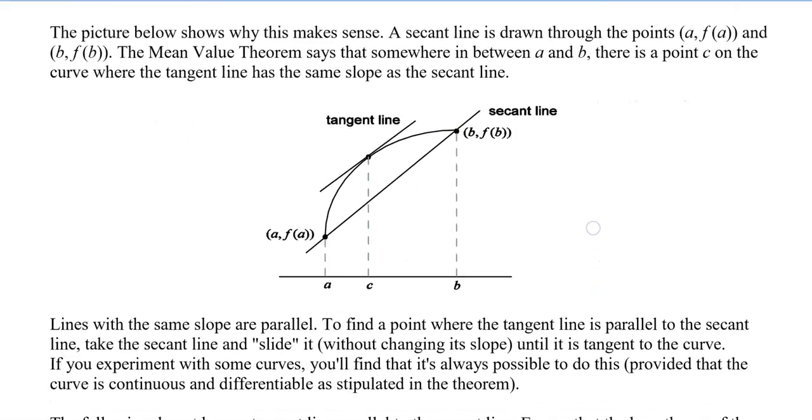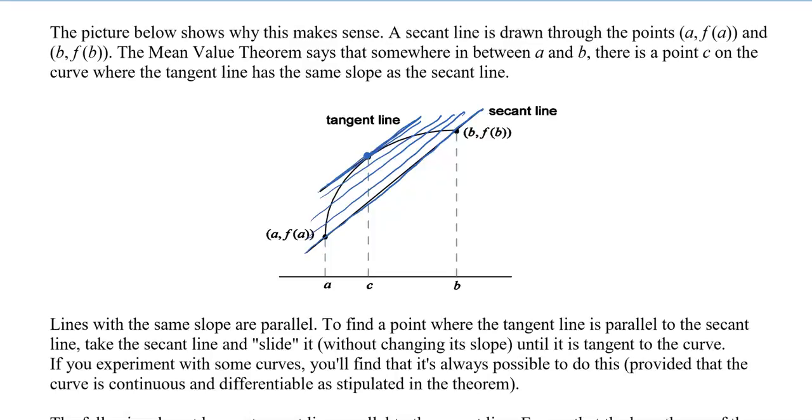Now to find a point where the tangent line is parallel to the secant line, you can think of it as just kind of sliding it. So for example, let's say that we started with this line here, and then we're going to keep sliding this without changing the slope, and we're going to keep moving it up until we find out where that point is. And we see that this is where it just hits the graph right here at point C.